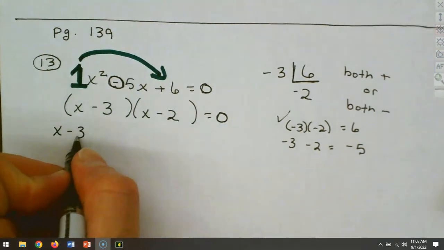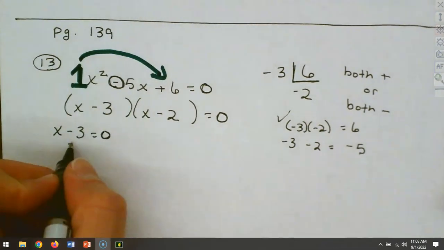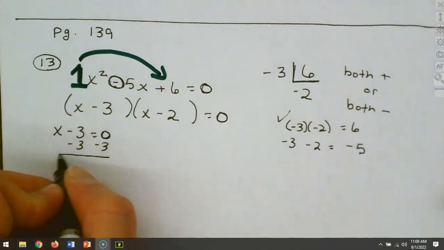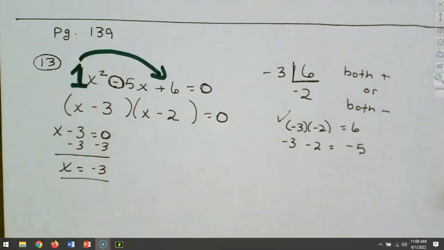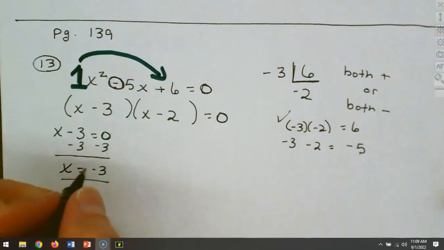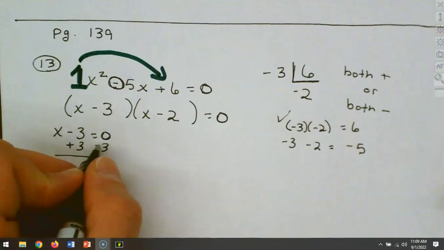X minus 3 equals 0. I always write it out so you remember to move it over and change your sign. So that's going to now leave you with one solution, which is minus 3. Make sure you're careful with the signs. Oh, sorry, positive 3. Yep, my mistake there. I wrote it wrong. It should be positive 3.